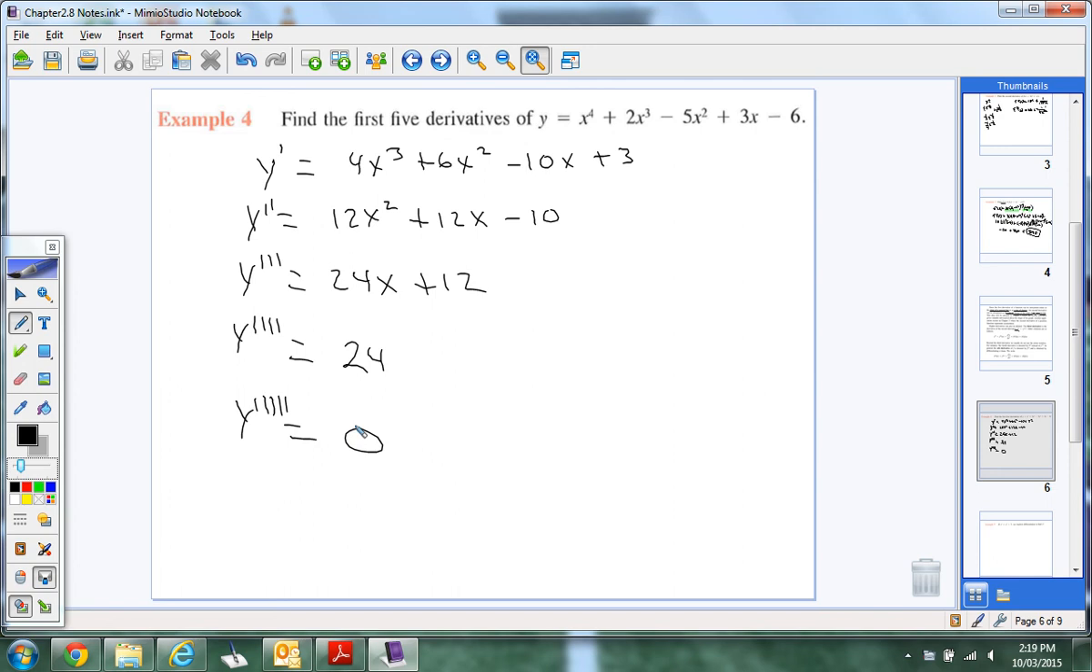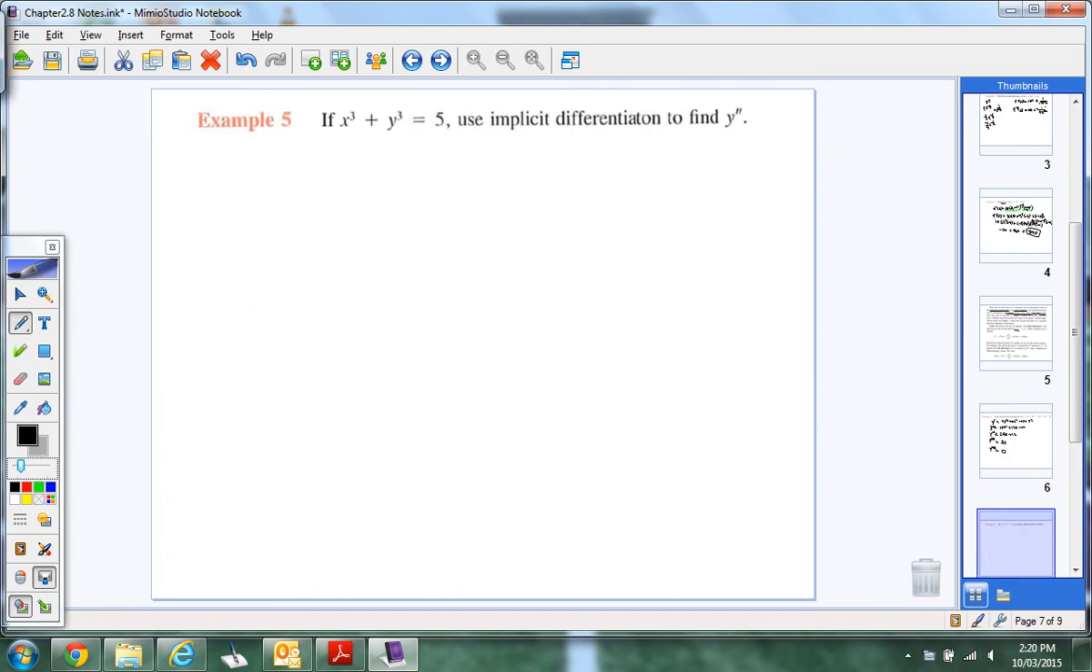Okay, last example coming. A little bit longer here. Very difficult. Okay, if x cubed plus y cubed equals 5, use, timeout. That's our last lesson, so we're going to pause for, yeah, we better pause. Okay, we'll stop there.